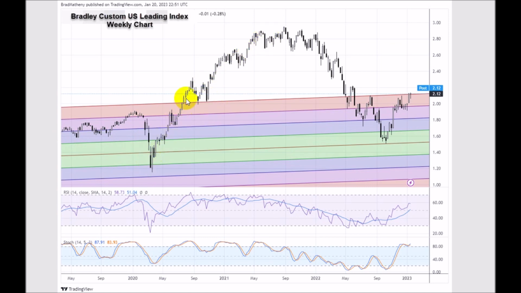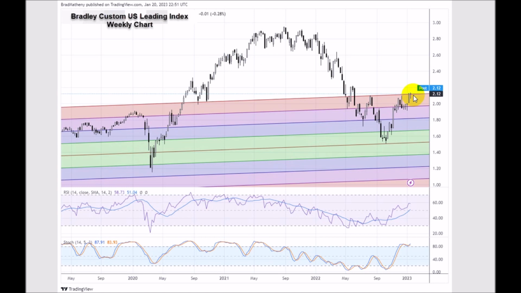Now, why did we rally so strongly here? This was really an anomaly with the Fed pumping money into the economy after COVID and trying to spark real growth. Getting up into these upper channels above this red line shows a real bubble setup building. I don't think we're going to get there this time.